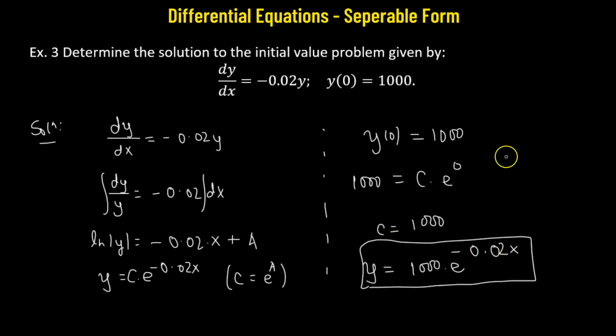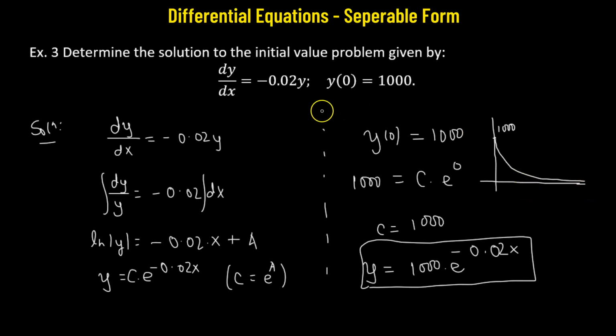So this is the solution. This is a particular solution to the given initial value problem, and we have a negative exponential here. That means it starts off at an initial value of 1000 when x equals 0, and then gradually it's going to decay and reach almost 0 as x goes to higher and higher values.